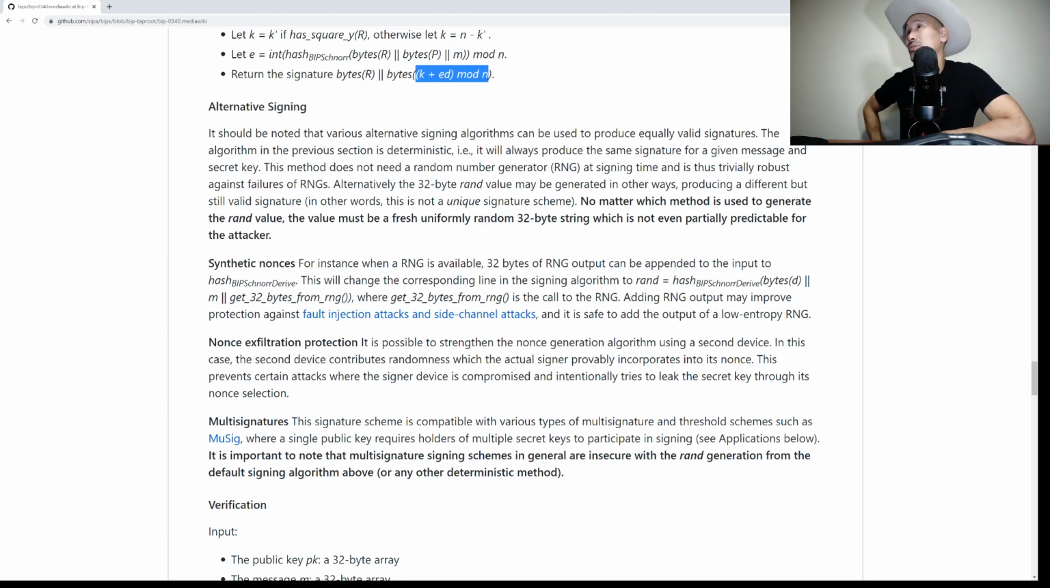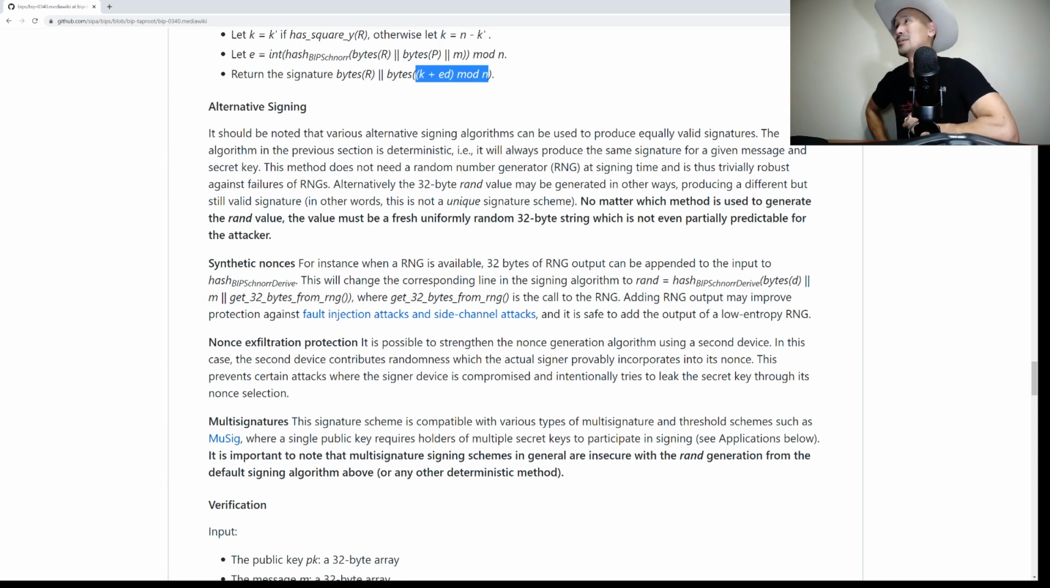Alternative signing. It should be noted that various alternative signing algorithms can be used to produce equally valid signatures. The algorithm in the previous section is deterministic, i.e. it will always produce the same signature for a given message and secret key. This method does not need a random number generator at signing time and is thus trivially robust against failures of random number generators. Alternatively, the 32-byte rand value may be generated in other ways, producing a different but still valid signature. In other words, this is not a unique signature scheme.